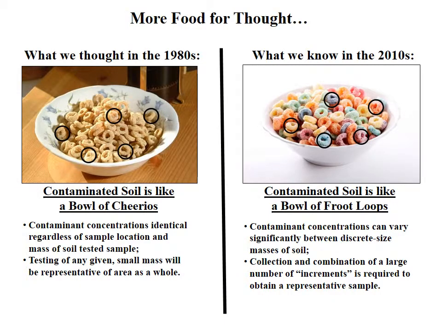More food for thought. This is another example we've used in other workshops. Here's what we thought in the 1980s, that contaminated soil is like a bowl of Cheerios. So any small sample you collect from that bowl, you're going to get the same answer, so it doesn't really matter where you collect the sample or even the size of the sample you collect. What we now know in the 2010s is that contaminated soil is more like a bowl of Fruit Loops. So the contaminant concentration can vary very dramatically just between adjacent points. And the only way you can get a representative sample from a bowl of Fruit Loops or something like this is to collect a large sample from a lot of different points within your targeted medium.